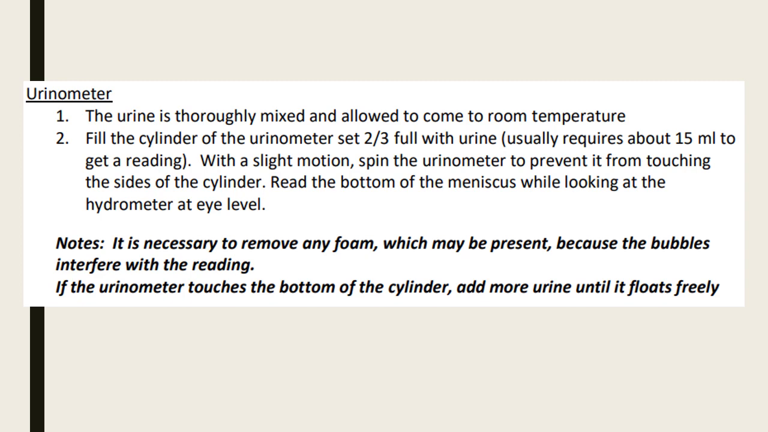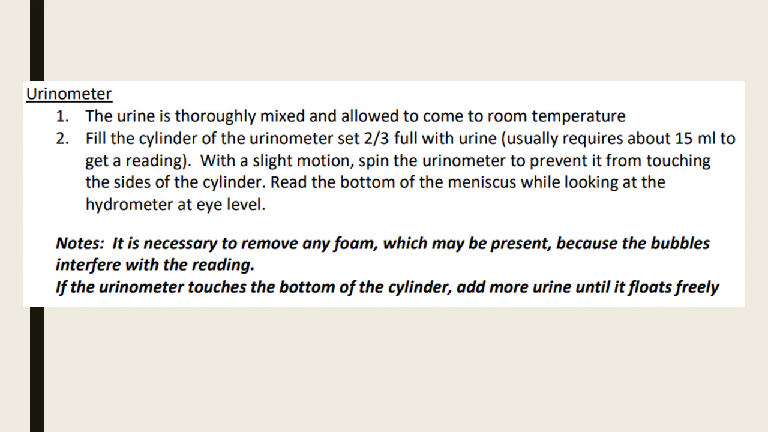It requires you to fill the cylinder of your urinometer set at 2/3 full. According to Henry, you need 15 ml, but other references include 10 to 15 ml. The urine should have a temperature of 20 degrees Celsius. If the temperature of the urine is not 20 degrees Celsius, you need to do corrections, and let's take a look at that later. Again, your urinometer is not recommended, as it is less accurate.